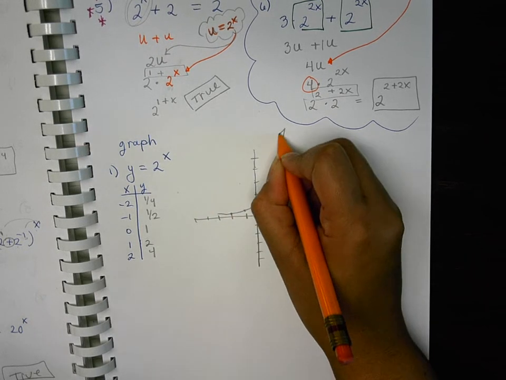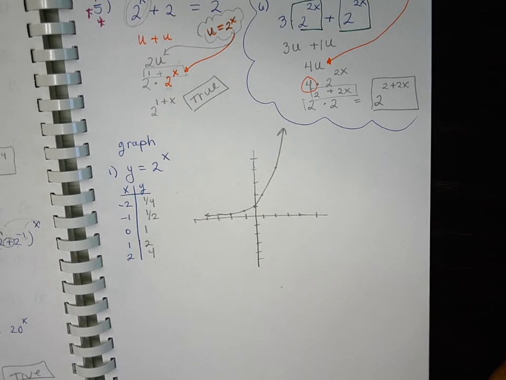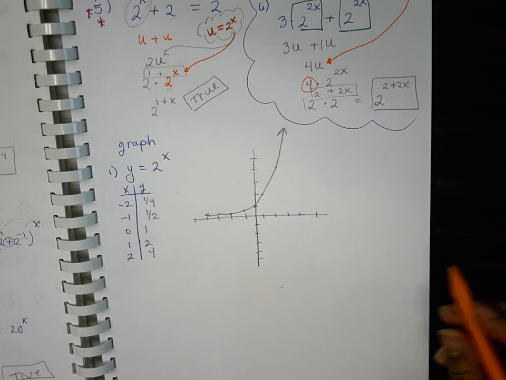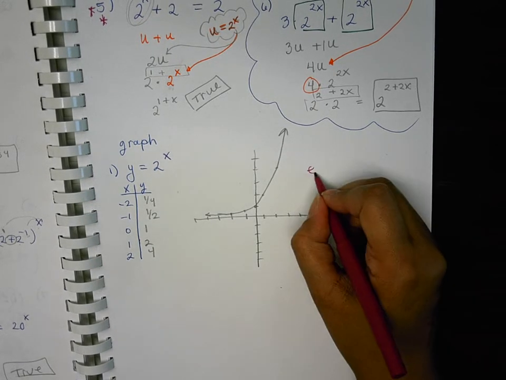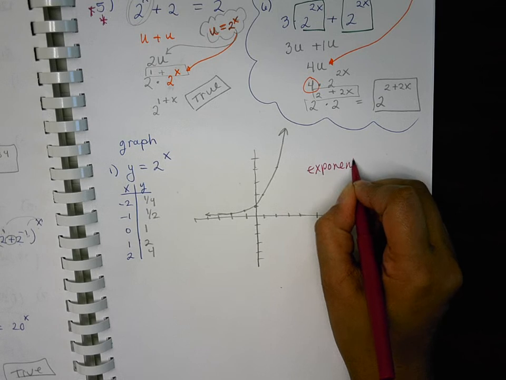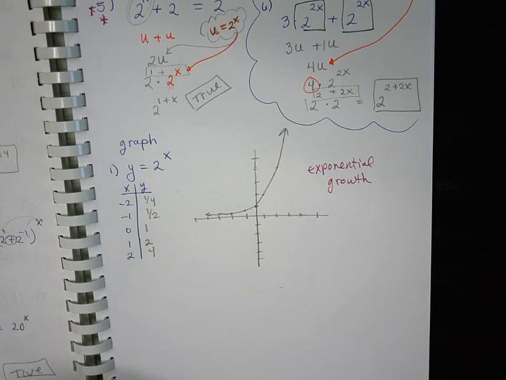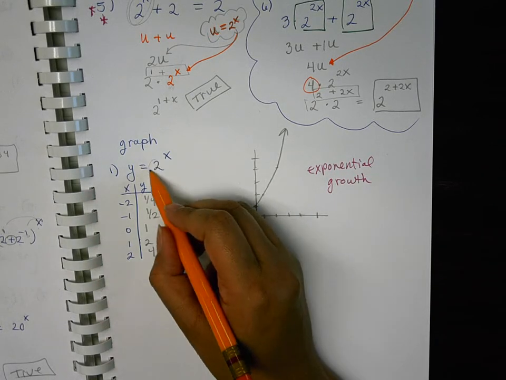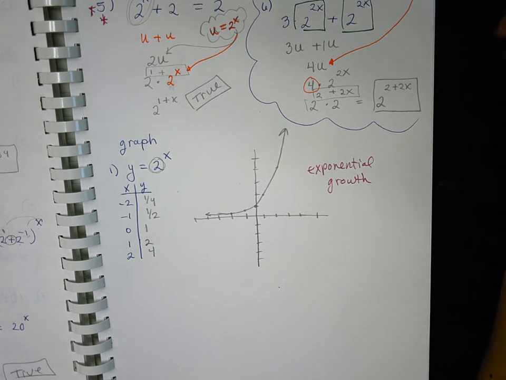And did it ever touch or cross the x-axis? No, it got really, really close, but it never touches or crosses. What is this called? Exponential growth or decay? Growth. Exponential growth. All right. What kind of bases do we have in order for it to be a growth? The numbers have to be bigger than 1. 3, 4, 5, 6, 7. They're all going to be growth.